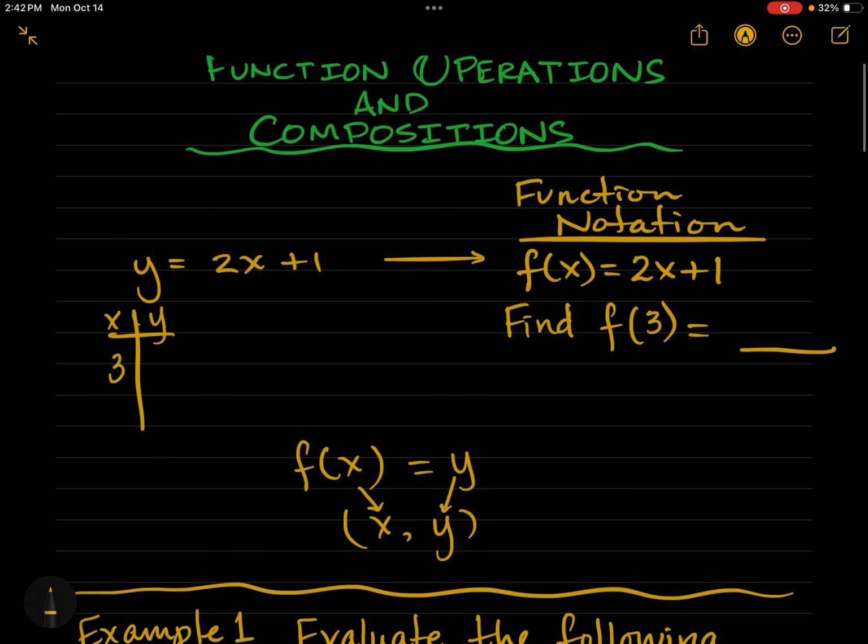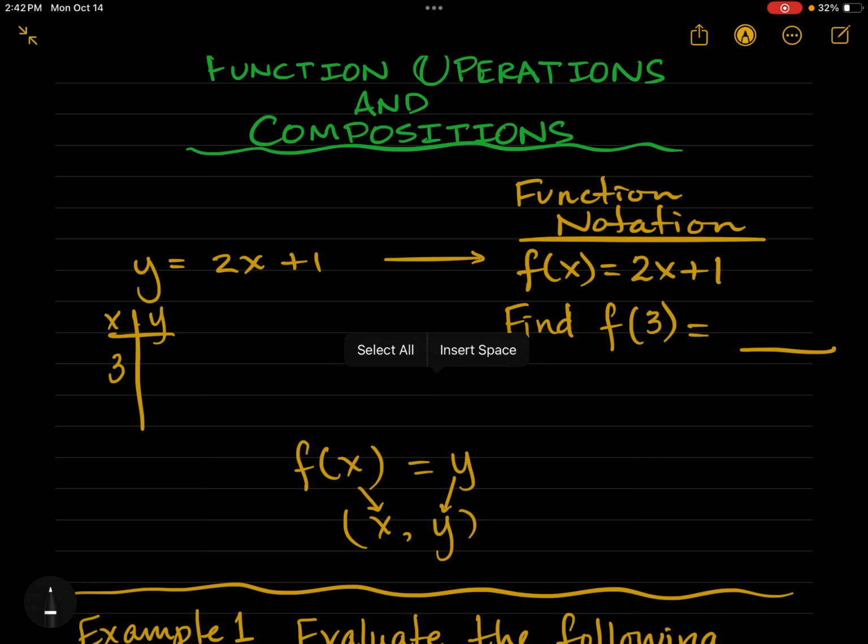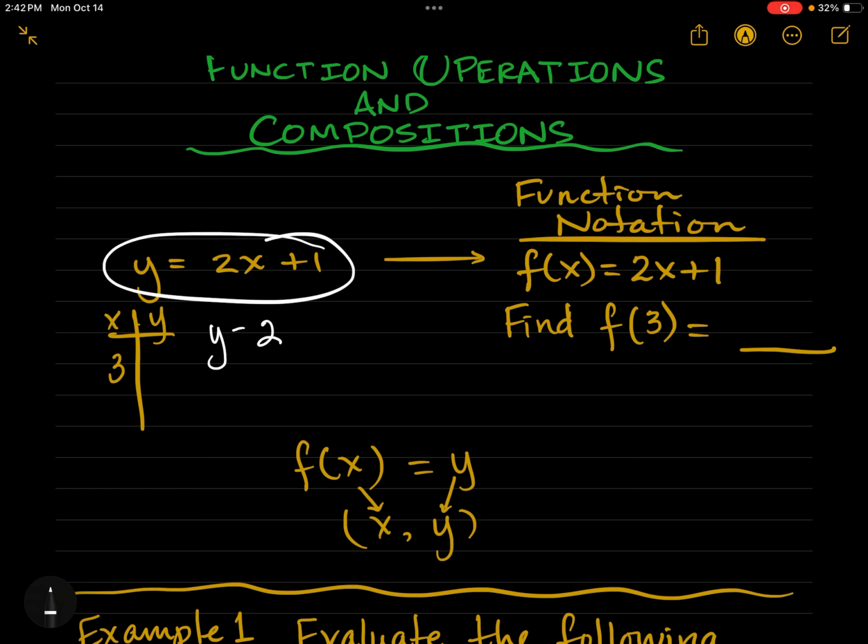Okay, first of all, I want to make sure you understand function notation. We're used to functions looking like this, where if I say, what is y when x is 3, you would simply plug in 3 for x, and you'd get y equals 7.